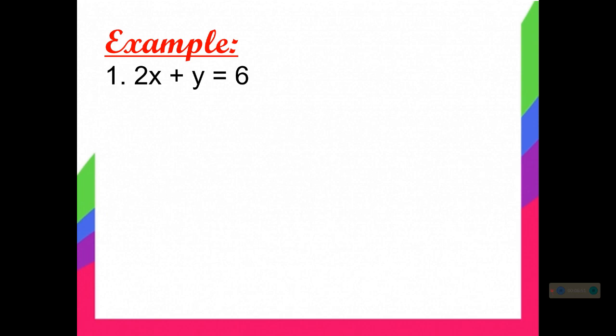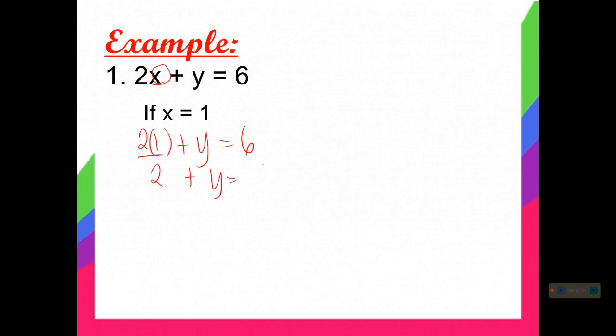Okay, so let us have this one. 2x plus y equals 6. So if we are going to let our x equal to 1, you are going to substitute 1 in place of x for you to find the value of y. So, we will have here 2 times 1 plus y equals 6. Again, our topic is about the graph of a linear equation using 2 points. So, that's why we are going to find 2 points. So, we have here 2 times 1 is 2 plus y equals 6.